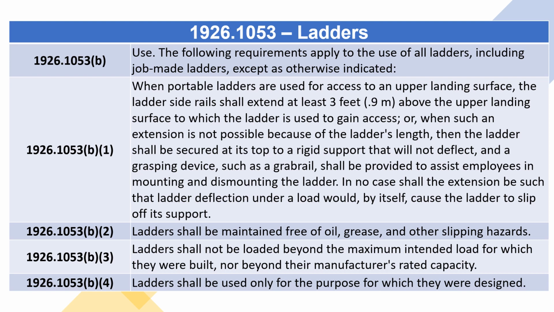least 3 feet (0.9 m) above the upper landing surface to which the ladder is used to gain access, or, when such an extension is not possible because of the ladder's length, then the ladder shall be secured at its top to a rigid support that will not deflect, and a grasping device, such as a grab rail, shall be provided to assist employees in mounting and dismounting the ladder. In no case shall the extension be such that ladder deflection under a load would, by itself, cause the ladder to slip off its support.